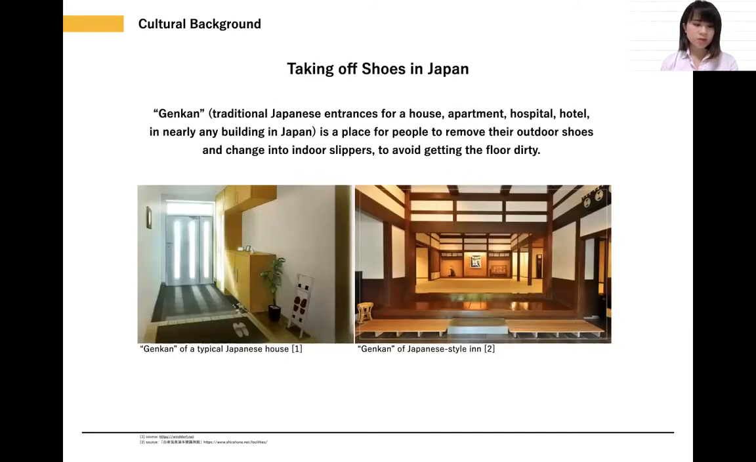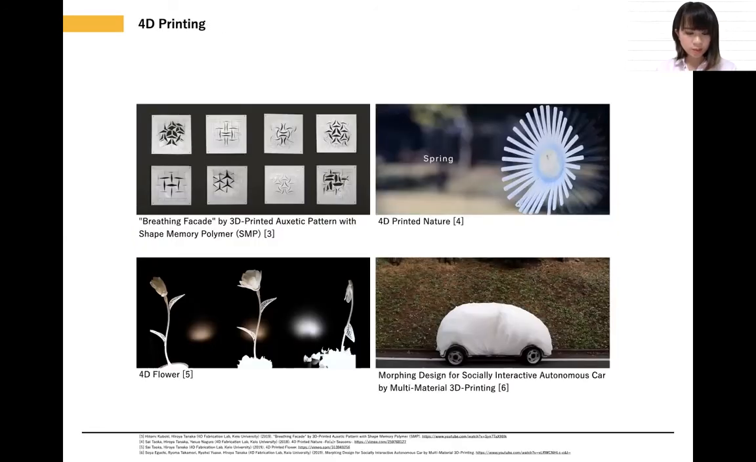Why Japanese people take off shoes in the first place lies in our cultural background. Japanese developed this custom to avoid bringing mud and dirt from outside because most houses were made with tatami flooring, which is extremely hard to clean dirt from. Japanese are also accustomed to doing daily activities on this tatami floor, such as eating and sleeping. What you see here are photos of traditional Japanese entrances for a house, apartment, hospital, hotel, nearly any building in Japan. This is called genkan in Japanese and is a place for people to remove their outdoor shoes and change into indoor slippers. These are past works done by our lab members.